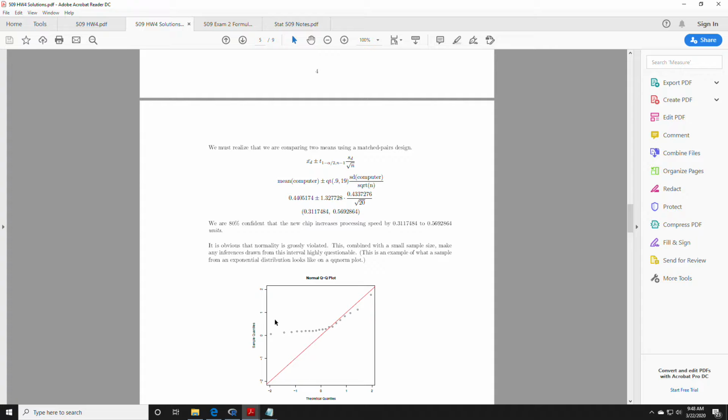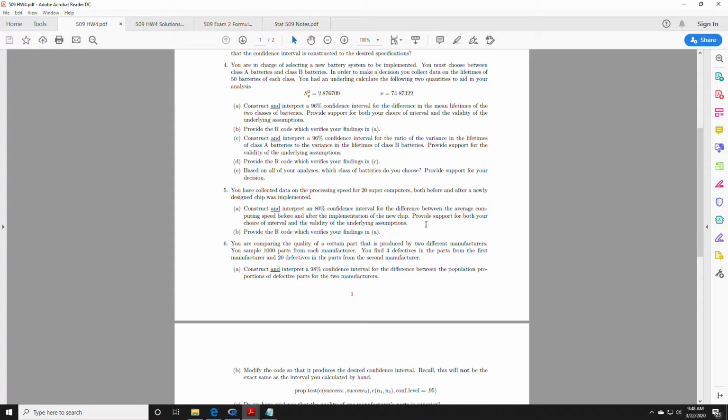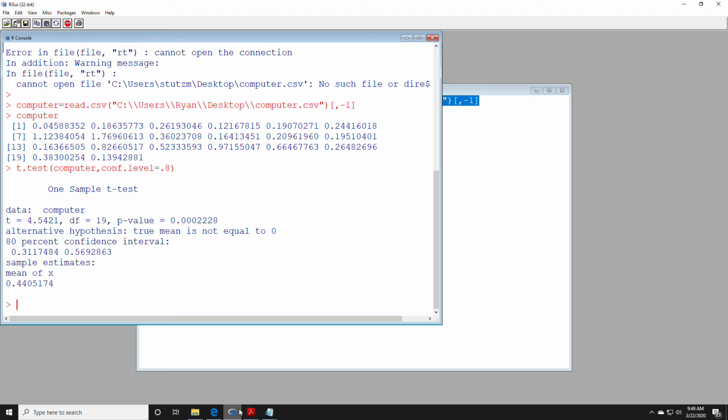Okay, well, before we get to that, we need evidence for the choice of interval. I'll explain why we use the matched pairs design and the validity of the assumptions. So we want the differences to be normally distributed. And so how can we check that?